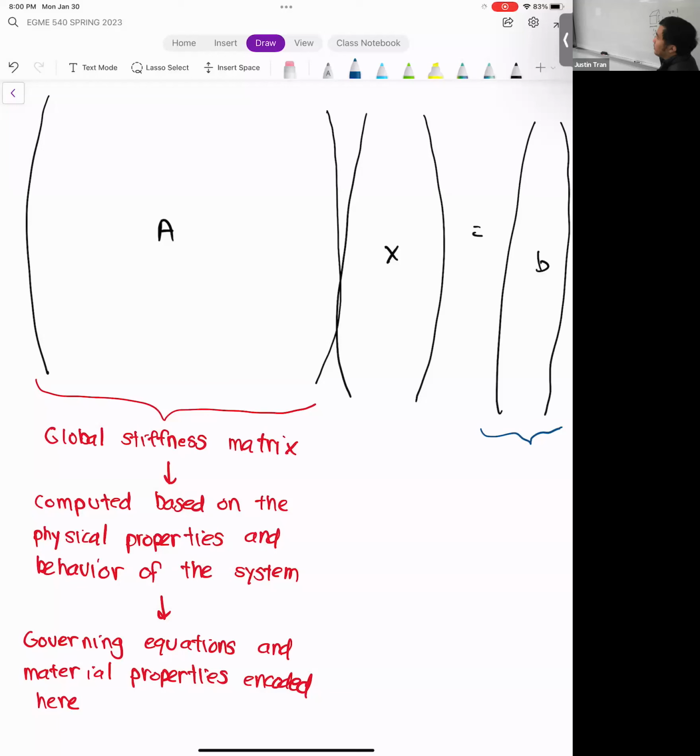I'm going to skip X for now because we'll come back to it in a bit. But this vector on the right, in purely linear algebra terms, is often called the right-hand side vector. For FEA, it has a special name because of what tends to go in here. It is often called the forcing vector, or global forcing vector. Sometimes it's even called the input vector, although I think that's a bit more uncommon.